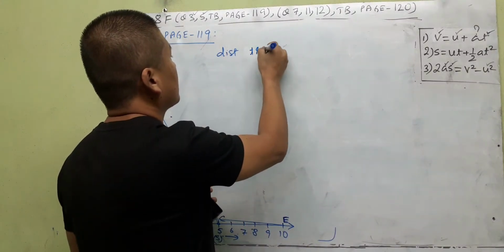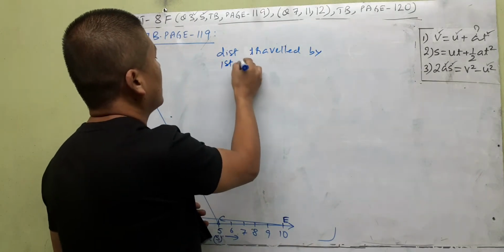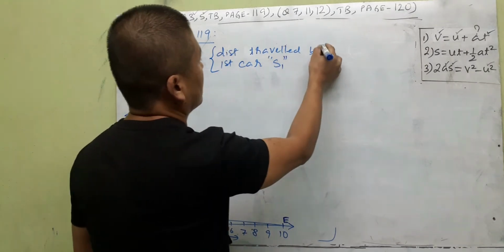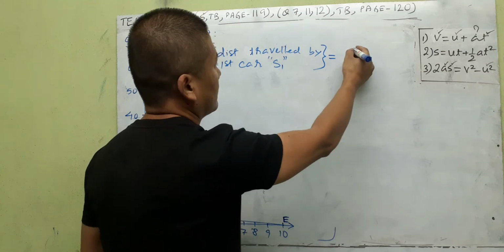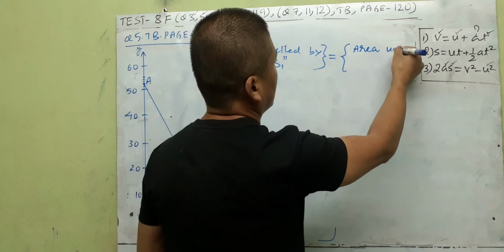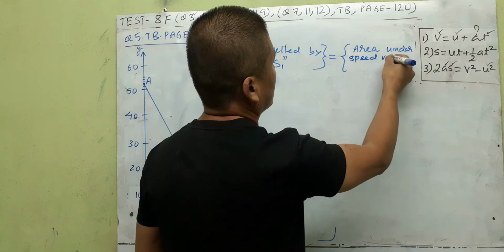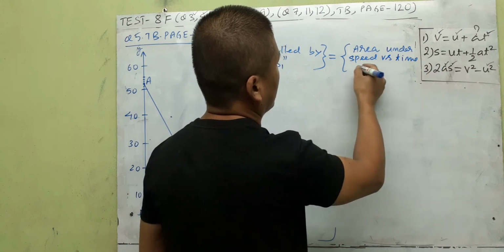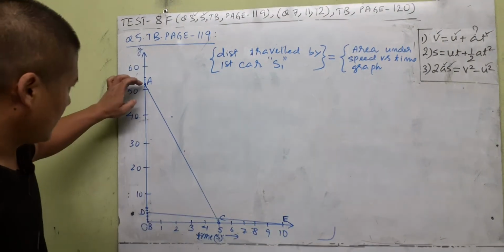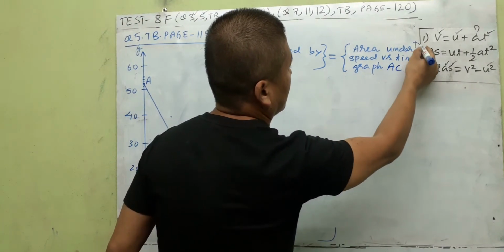Distance traveled by first car. Let us denote it by S1. Distance traveled by first car will be equal to area, we know this from our chapter, under speed versus time graph of the first car. And the first car graph is this one, AC. So we write AC, this graph.